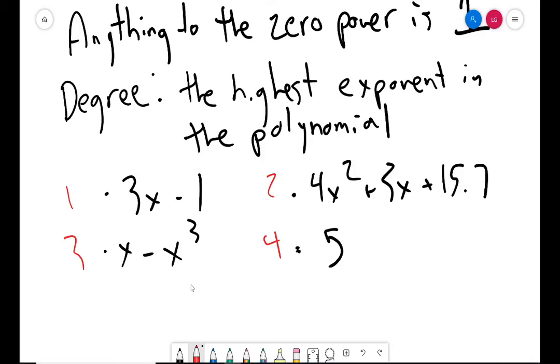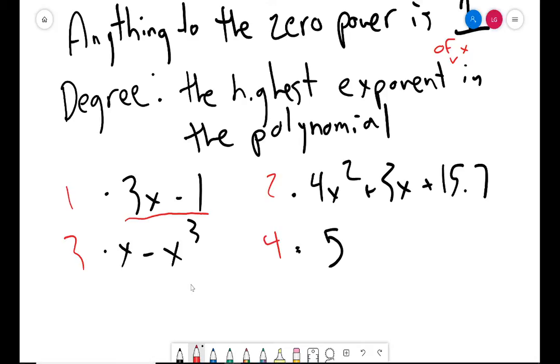What is their degree? It's the highest exponent of x in the polynomial. So let's look through it. Let's look at this polynomial, number 1, 3x minus 1. It's a line. Slope 3, y-intercept -1.